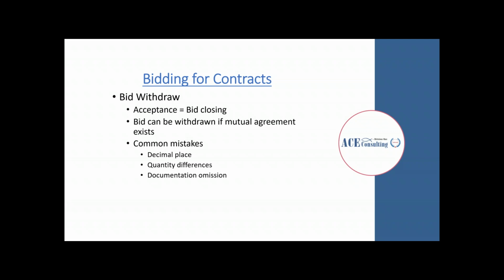Common mistakes that result in a bid withdrawal are an error in decimal places, be it what was supposed to be a $1 million bid ends up being a $100,000 bid. That mistake in decimal place would void the quality of the bid. Quantity differences can also result in bid mistakes that would lead to withdrawing a bid. Or documentation omission. If there is a bid document that is required for the bid and it is forgotten, then that can lead to a withdrawal.